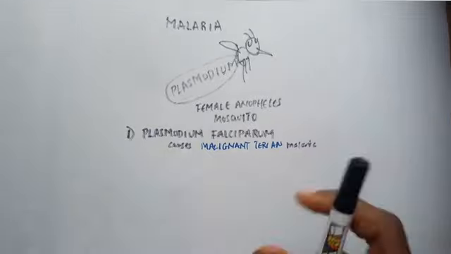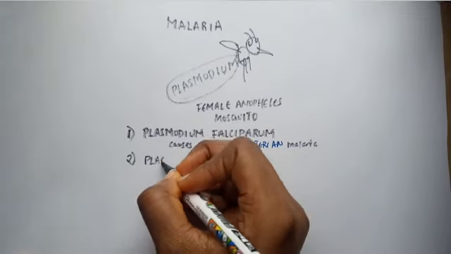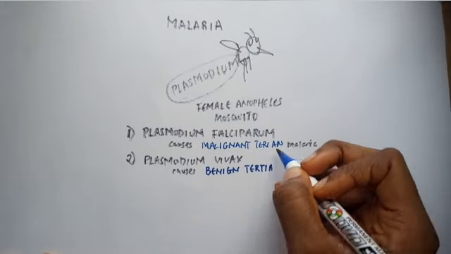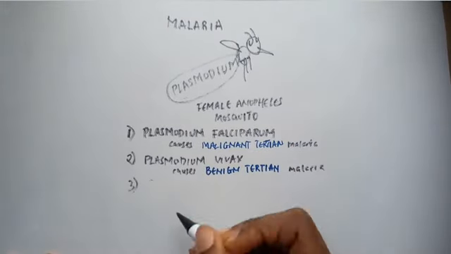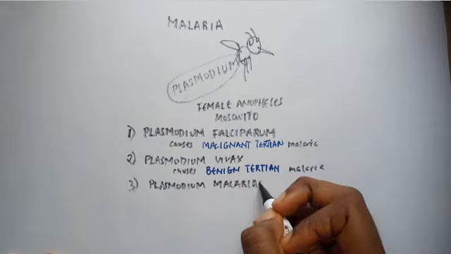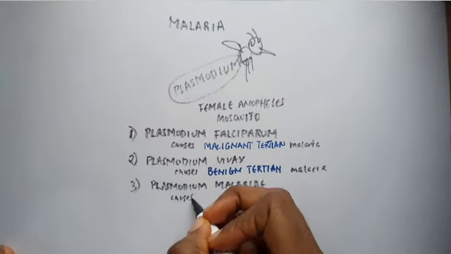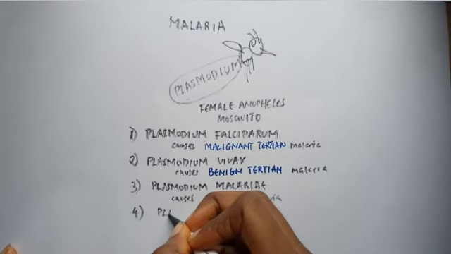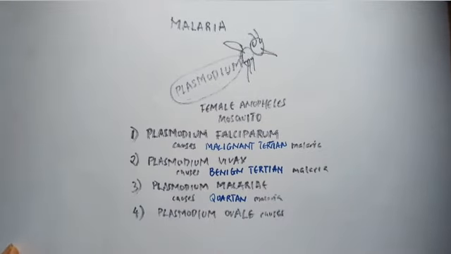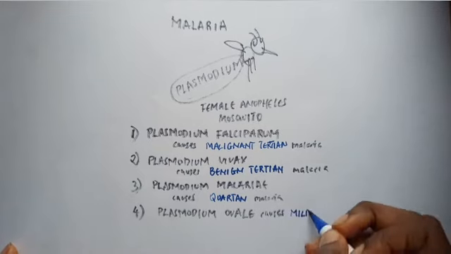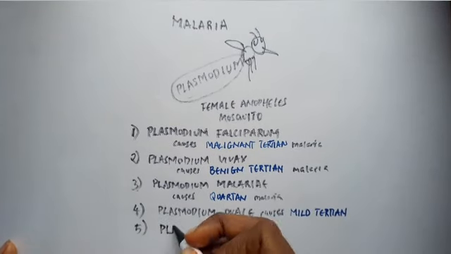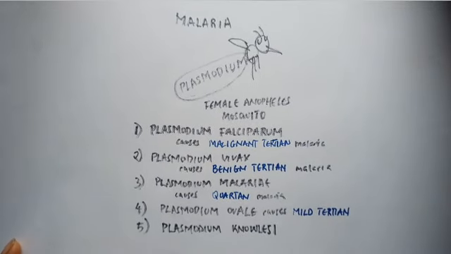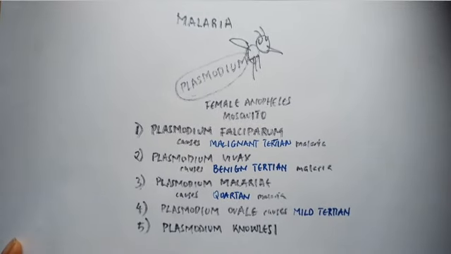Then Plasmodium vivax, which causes tertian ague or benign tertian malaria. We have Plasmodium malariae, which causes quartan malaria. Plasmodium ovale, which causes mild tertian malaria. And Plasmodium knowlesi. And then later on in the video, we're going to explain what each of these names of the different types of malaria signify.